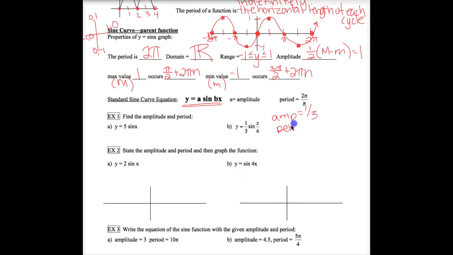The period, remember, we find by doing 2 pi divided by B. Well, I've got this divided by 4. Remember that means that B is 1/4. So I'm taking 2 pi, dividing it by 1/4, which is the same as multiplying by 4. So 2 pi times 4 is 8 pi. So I have an amplitude of 1/3 and a period of 8 pi over here.